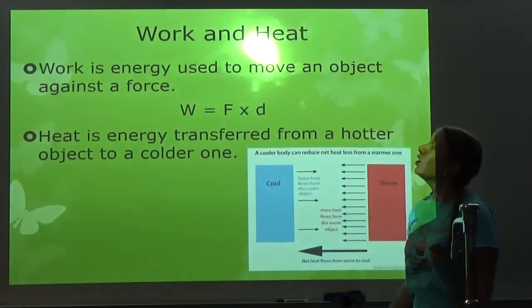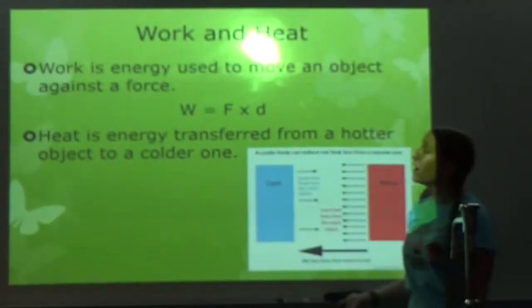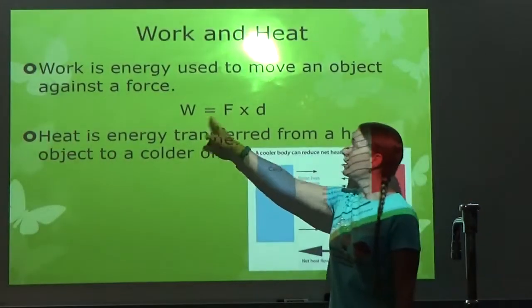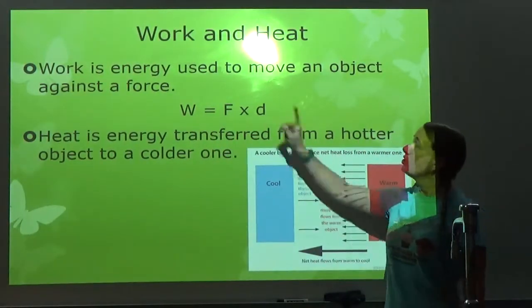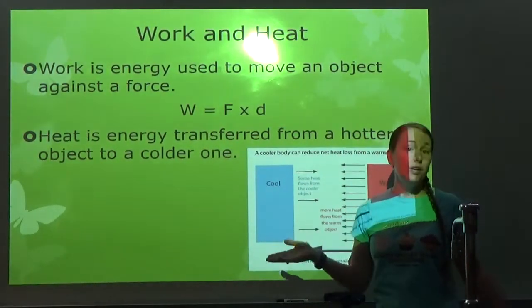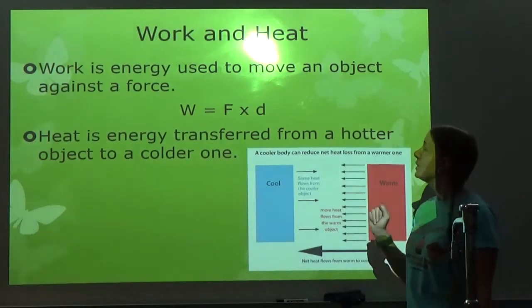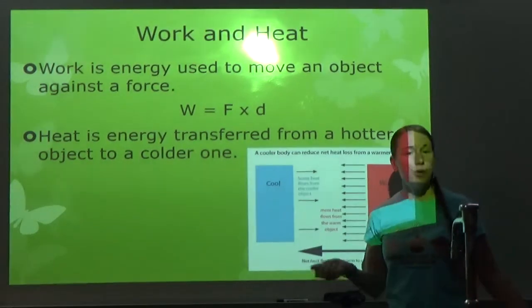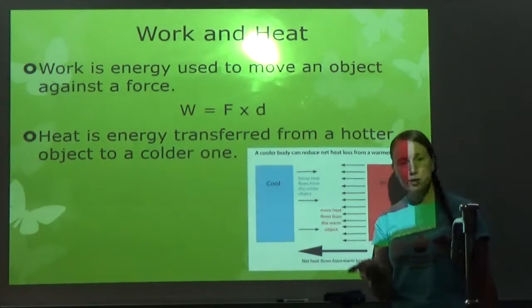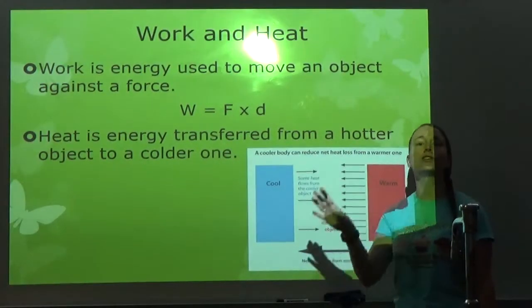So, work and heat. Work is energy used to move an object against a force. So work is force times distance. So if the object doesn't move, you did no work on the object, no matter how hard you might have tried. Heat is energy transferred from a hotter object to a colder one. So heat naturally travels from the hotter to the colder object.